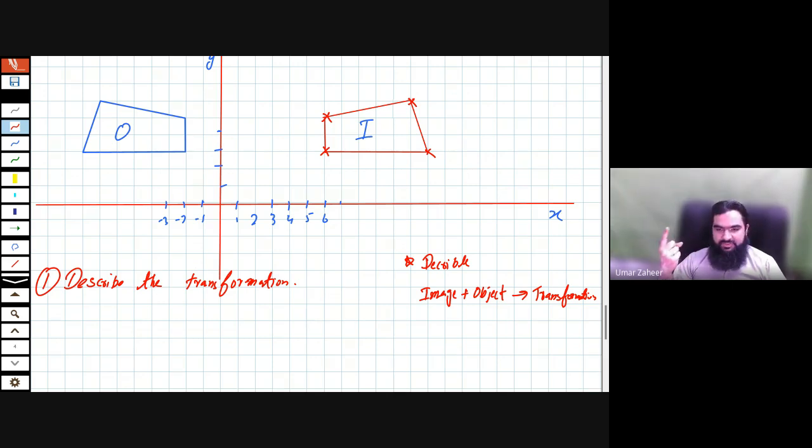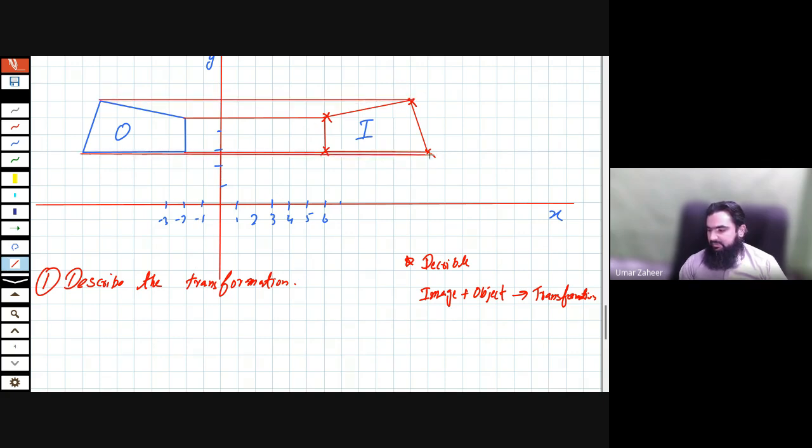If the examiner gives you two objects that are not exactly the same, and obviously the size is the same as well, you have two options. It can be reflection and it can be rotation. So you have to meet the corresponding points. These are the corresponding points. What is the common thing that you can see in all the lines? Is there any similarity in these lines?